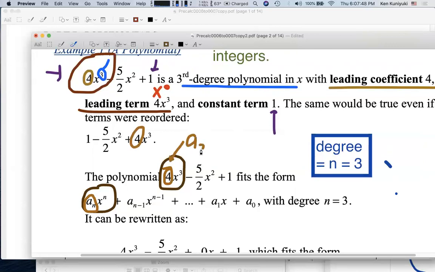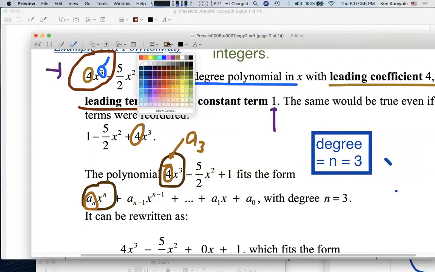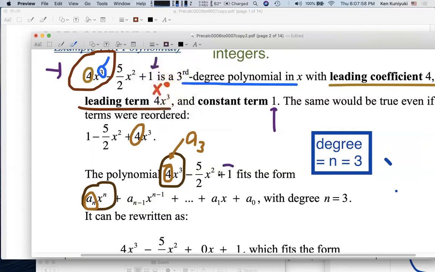That's going to be the leading coefficient. It's the coefficient for the x to the third term. All right. And then the constant term 1, that was in purple. The constant term 1 is going to be a sub 0, because remember, you can think of 1 as 1x to the 0. So it's the 0th degree term.